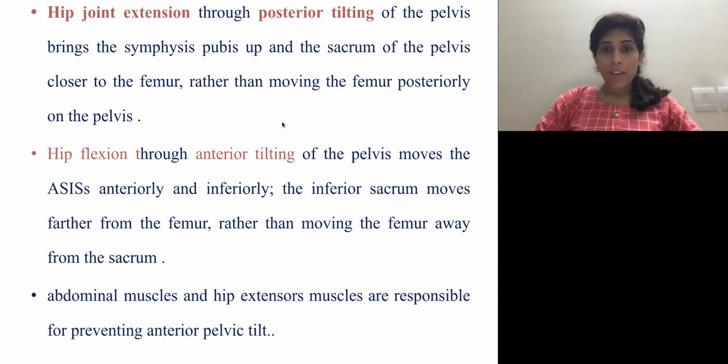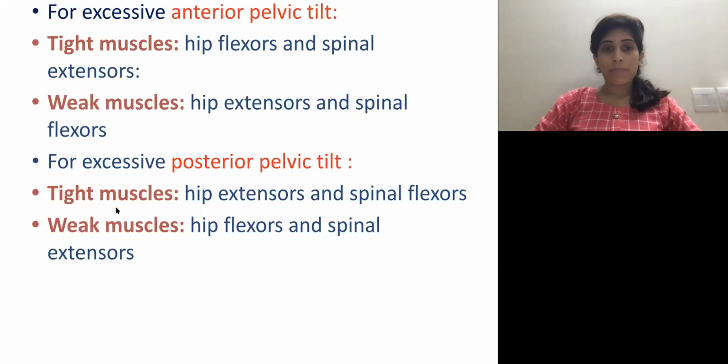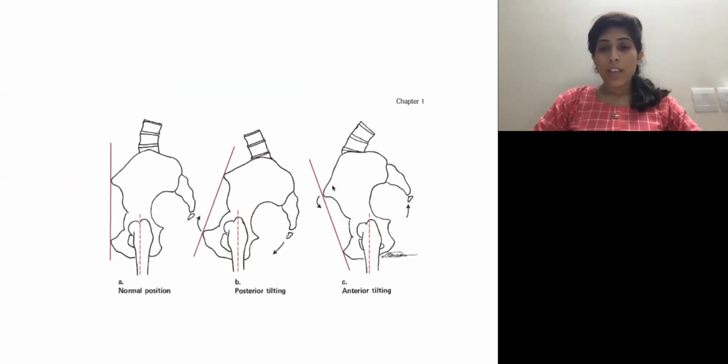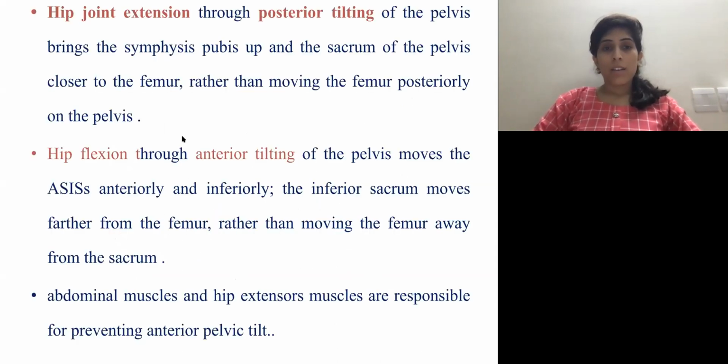During hip flexion, the anterior tilting of the pelvis moves the ASIS anteriorly and inferiorly, and the inferior sacrum moves further away from the femur. So here you can see this ASIS is moving anteriorly and in the inferior direction. This arrow is indicating the downward motion, whereas the sacrum is moving in the upward direction, but that moves away from the femur.